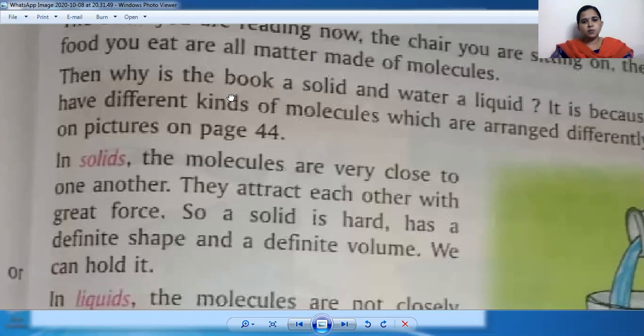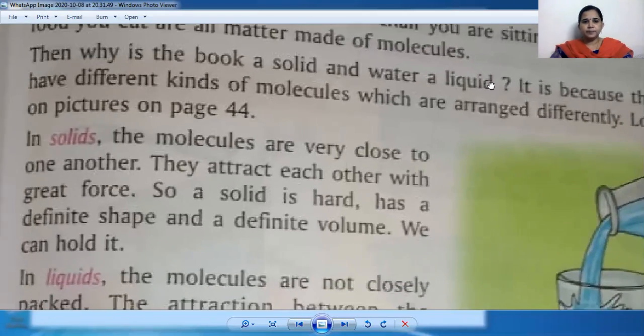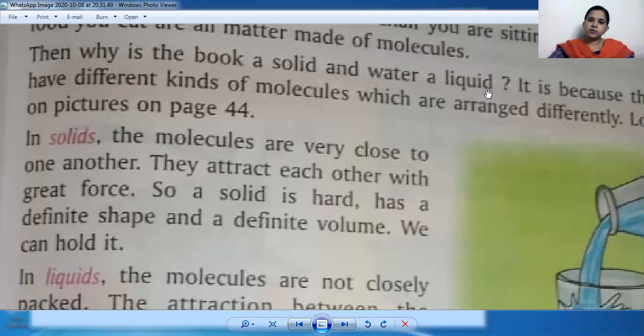Then why is the book a solid and water a liquid? All these things consist of molecules. Matter is nothing but what consists of molecules. Water has molecules in it, the food we eat has molecules, and the table or chair also has molecules in it. But why do we call the table and chair solid, and the cool drink or oil a liquid? Why do we say that one is a solid and the other is a liquid?